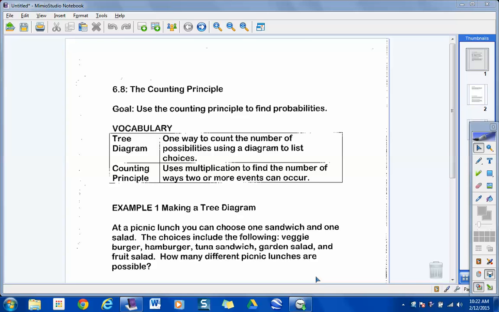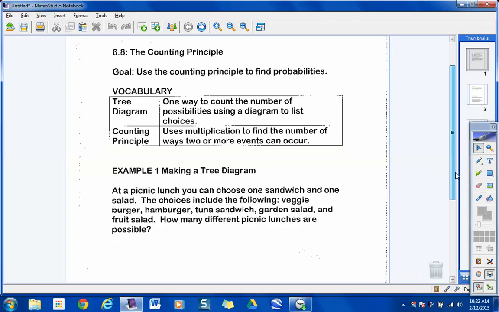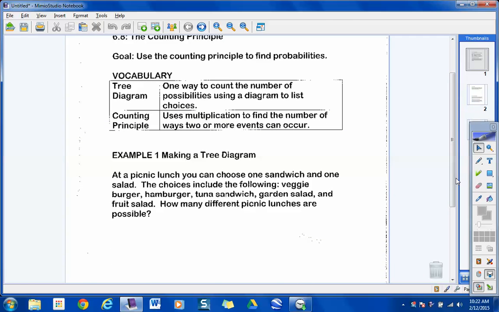Yesterday we had taken a look at some of this stuff right here, and we'll finish this up, but I do want to get through the notes. And guys, we had talked about this idea of the counting principle. And we had said yesterday that it uses what operation an awful lot?